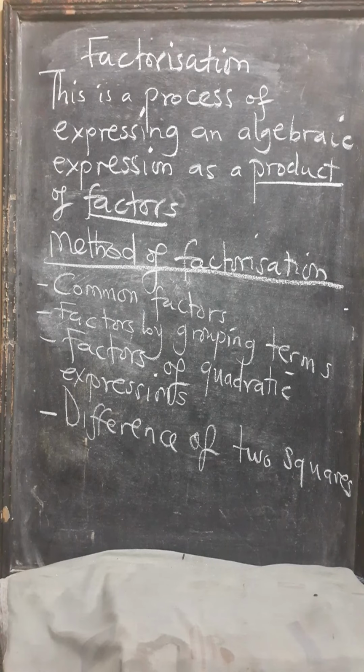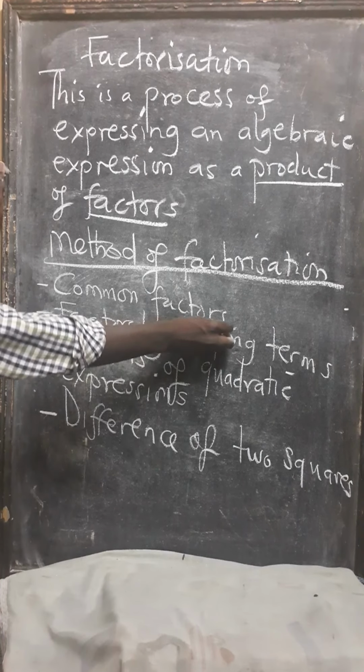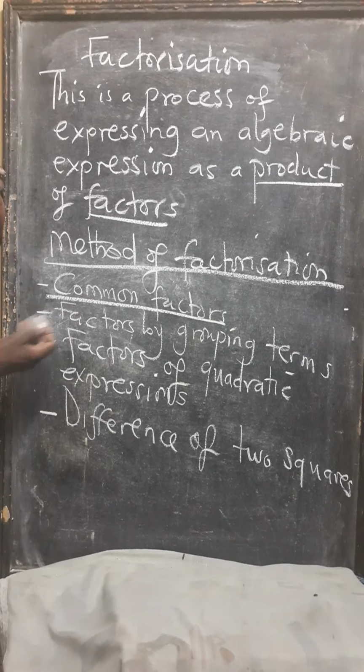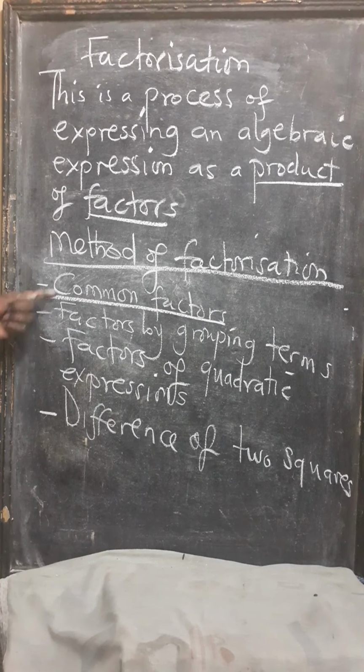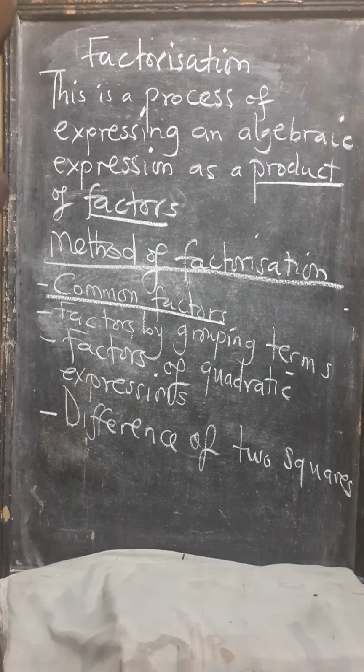So today we're going to look at the first one. This first one is equally taught in grade 8 or 9, meaning this one is also examined at grade 9 level. These other ones are the ones that we introduce at senior level. So today we're going to concentrate on the first one, which is factorization by common factors. All right.